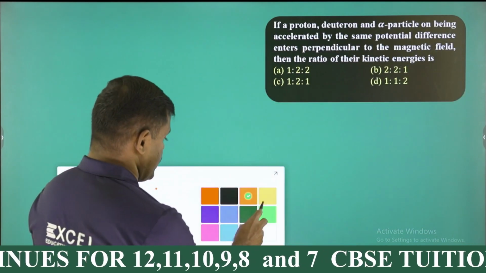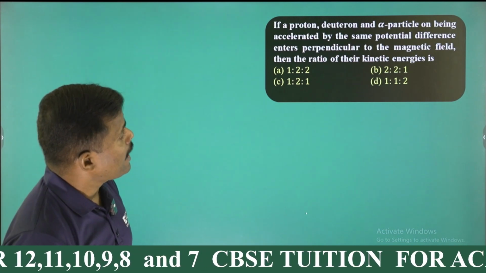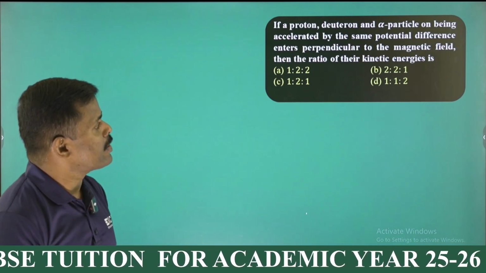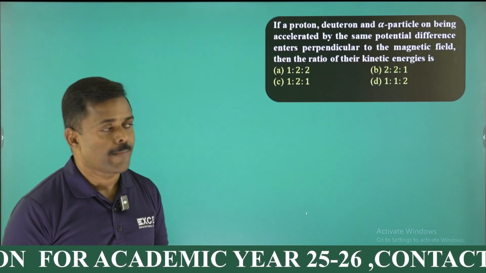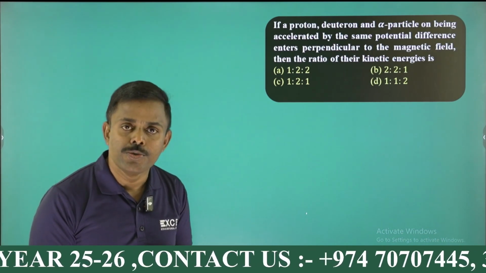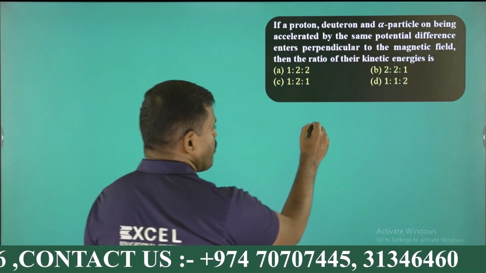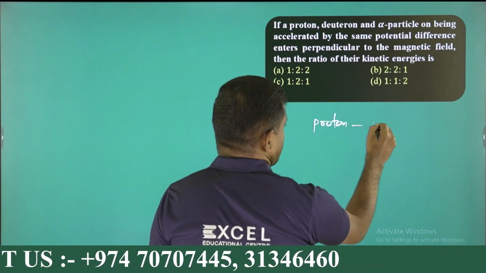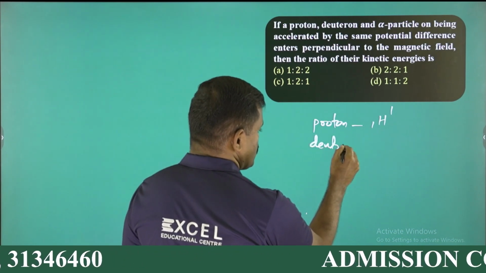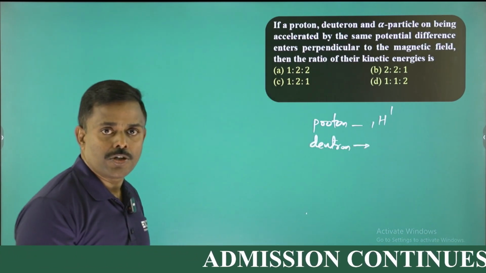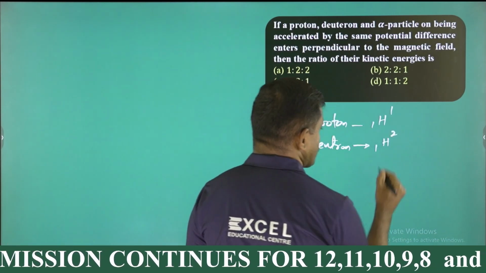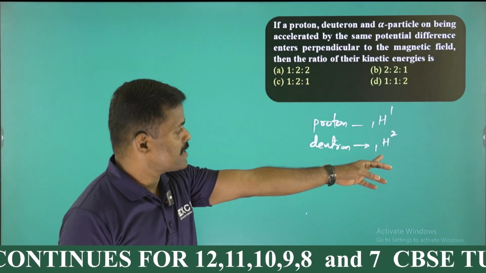A proton, deuteron and alpha particle, on being accelerated by the same potential difference, enter perpendicular to the magnetic field. Then the ratio of their kinetic energies is... Basically, there are 4 charged particles which you use in questions in class 12. One is the proton, which is the hydrogen atom's nucleus, 1H1. Second is the deuteron. Hydrogen atom has an isotope called deuterium, whose nucleus is called deuteron, 1H2. Atomic number is 1 itself, mass number is 2.